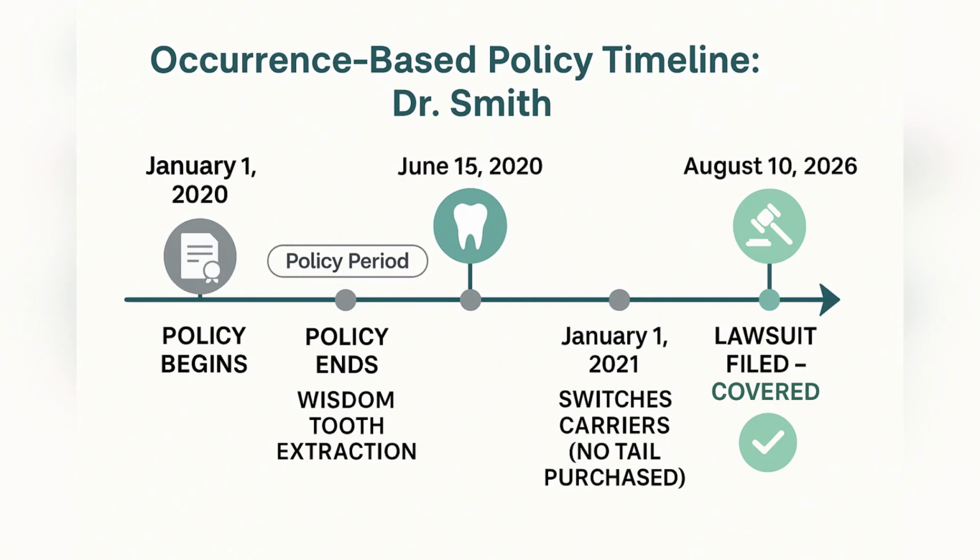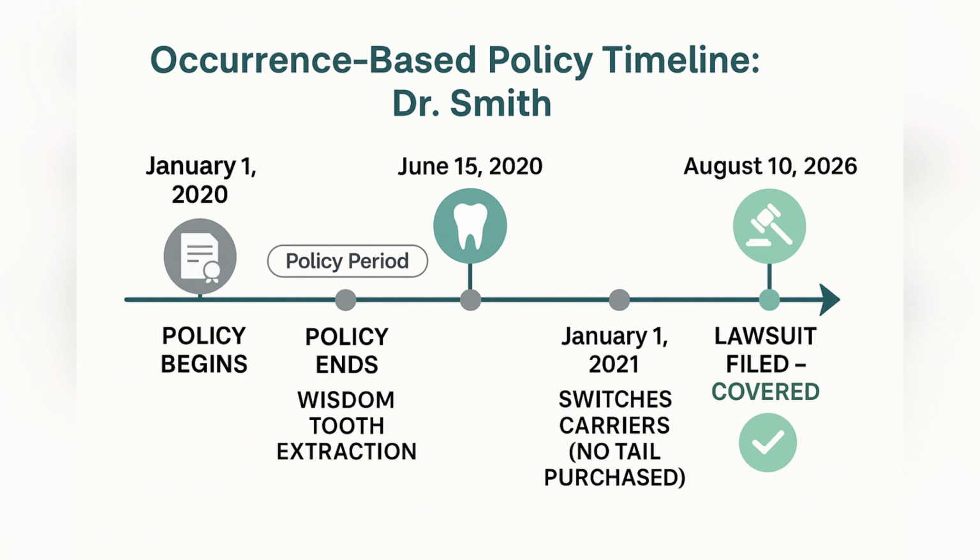Fast forward several years later, on August 10th of 2026, patient M decides to file a lawsuit alleging nerve damage from the wisdom tooth extraction back in 2020. What happens here? Well, since the treatment occurred within the original 2020 policy period, Dr. Smith's occurrence policy from that year kicks in automatically, even though the lawsuit is filed 6 years later.